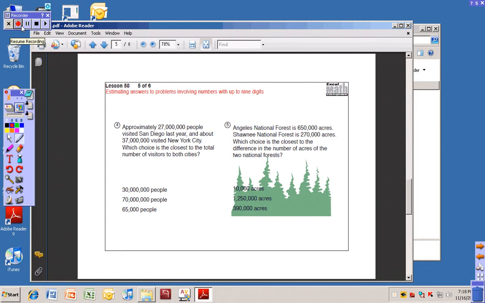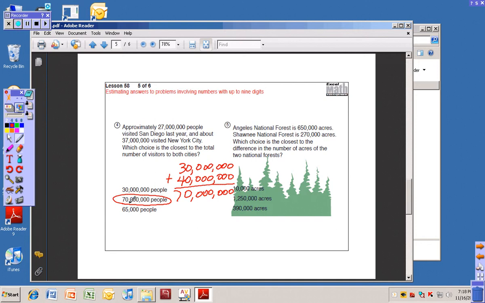Alright, so it says approximately 27 million people visited San Diego last year, and about 37 million visited New York City. Closest to the total number of visitors for both cities, so we want to round each one of these. No reason to stick with the 27 million. Let's go ahead and call that 30 million. And then the 37 million can round to 40 million. And the total number of visitors, we're going to be adding these together. So we would get 70 million as the total. And you can see that that is this choice right there, 70 million people. Alright, try number 5 and then turn the video back on to see the solution.